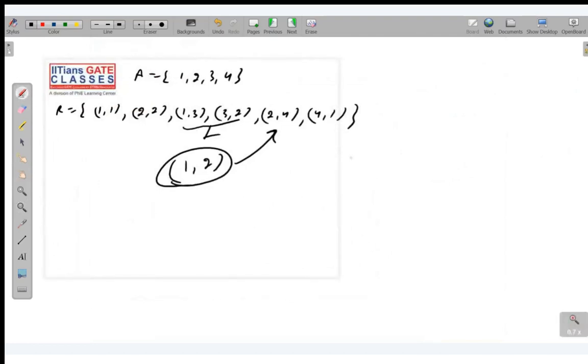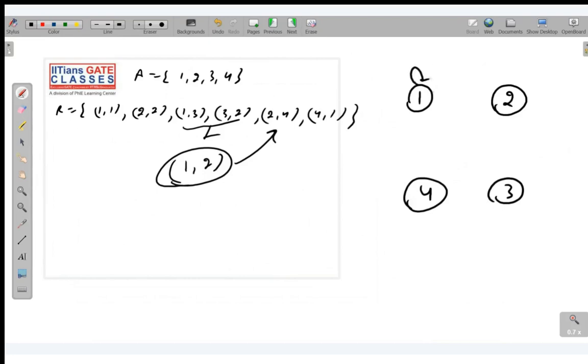We will use the graphical method for that. The parent set has 4 elements, so I will make 4 nodes: 1, 2, 3 and 4. And I will make a digraph. 1 to 1 is there, a self loop. 2 to 2 is there, a self loop. 1 to 3, okay. 3 to 2, okay. 2 to 4, okay. 4 to 1.